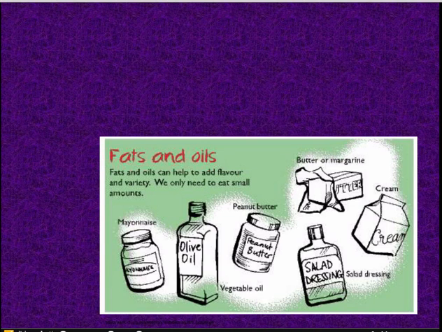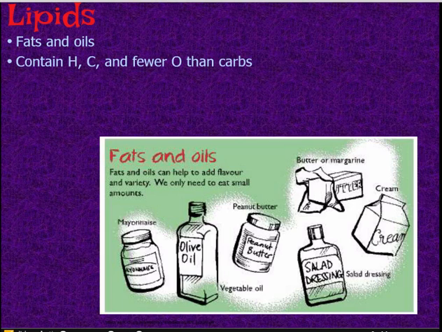All right, the last major category of biological or organic molecules are the lipids. We're no longer talking about proteins or carbs. The lipids include our fats and oils. They contain carbon and hydrogen just like the carbohydrates did, but they have fewer oxygens than the carbohydrates did. What's interesting about the lipids is that they have twice the energy per gram than carbs do.